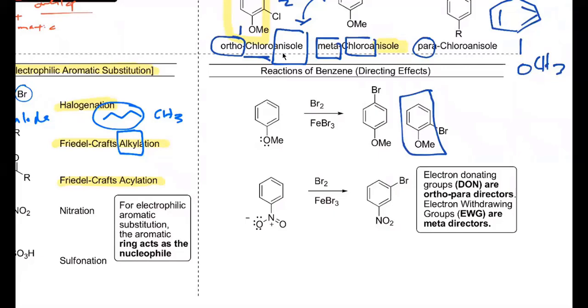Would it be ortho-bromoanisole or something? Yes. And to abbreviate ortho, you can just write a lowercase o. Right. So it's ortho-bromoanisole. What about the other compound here? That one is para-bromoanisole. Yeah, para-bromoanisole. That's exactly right.